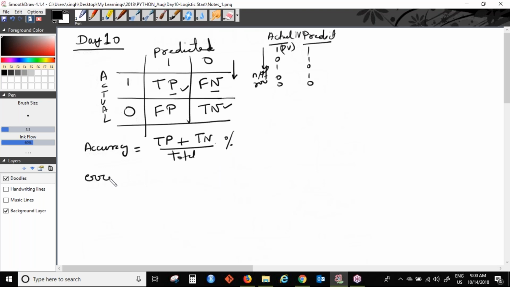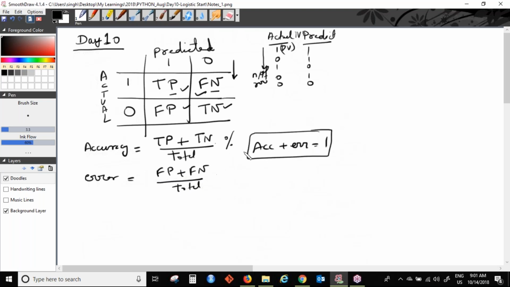Similarly, you have the error parameter, which is the opposite of this, because we know that these two are error parameters. These two are where we went wrong, because actually it was a 1 but we predicted a 0, and similarly, in this case, actually it was a 0 but we predicted a 1. So this will be false positive plus false negative divided by total. Of course, accuracy plus error should be equal to 1, because we should get a total of 100%.